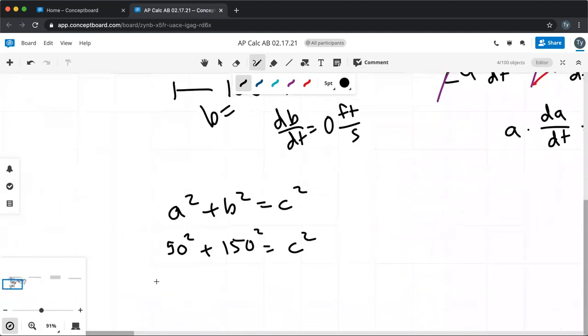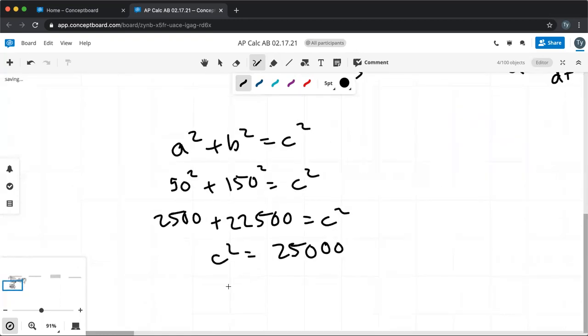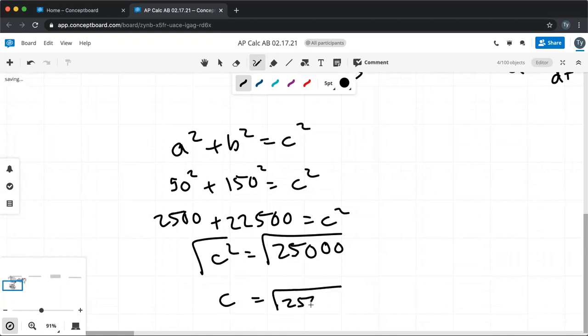Okay, 50 squared is 2,500. 150 squared is 22,500. If we add those together, we get 25,000. And then we want to take the square root of both sides. We're left with C equals the square root of 25,000. We could put it into the calculator or use prime factorization, but we can just leave it as this for now. It's all going in the calculator later.